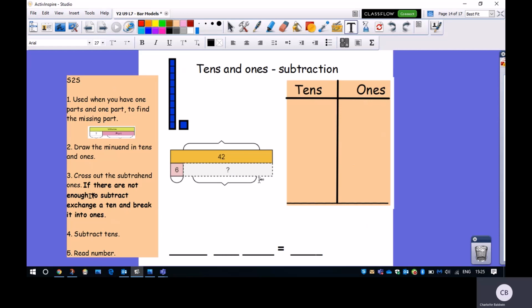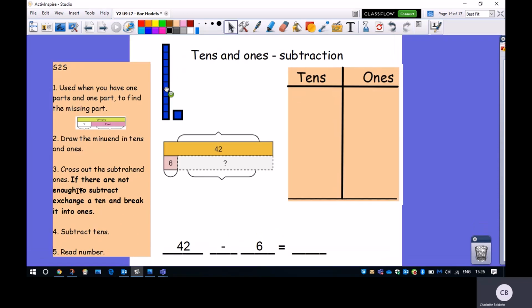So again, I'm looking at my bar model and I can see I've got the whole and only one part, and that means I need to do subtraction. Absolutely. I'm doing a subtraction question to try and find that missing part. So I'm going to draw out in 10s and 1s my calculation, but first I'm going to write it. So my calculation this time, always starting with my minuend, my biggest number, is 42, take away 6. So I'm going to draw out my 42. Just always drawing out the whole, always drawing out the minuend, always drawing out the bigger number.